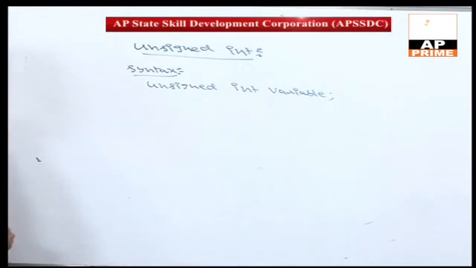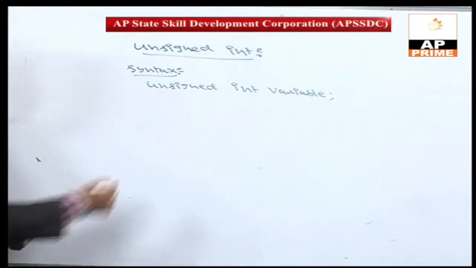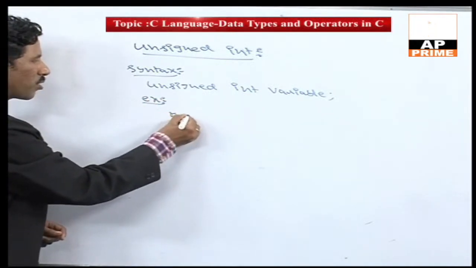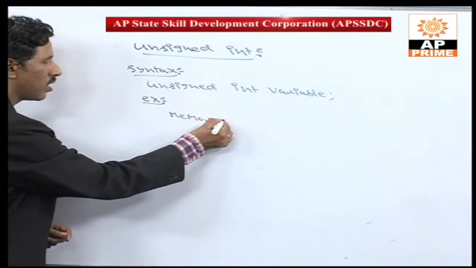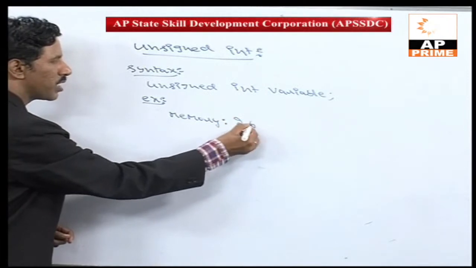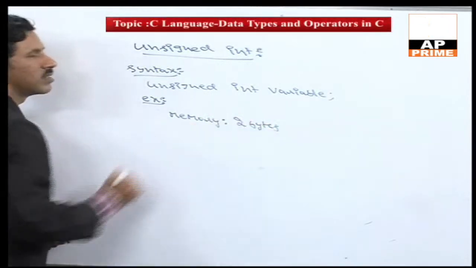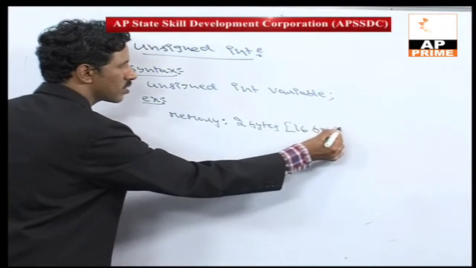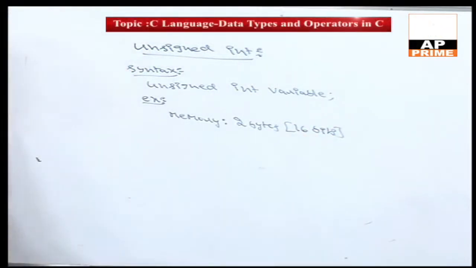Variable is our defined to store the value. Now here, whenever I mention the unsigned integer, what is the memory occupation? Unsigned integer, memory occupation, how much memory? 2 bytes. Unsigned integer also 2 bytes. 2 bytes means how many bits? 16 bits. Unsigned integer also 2 bytes, 16 bits.